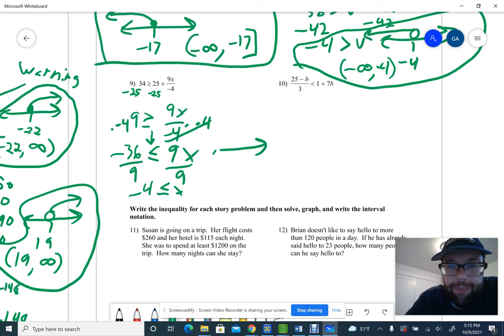So when we graph it, negative 4, there'd be a closed circle. It's eating the variable, so it's going to go to the right. So negative 4 to infinity with a parenthesis and a bracket.